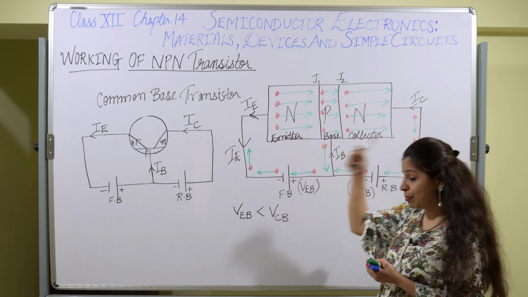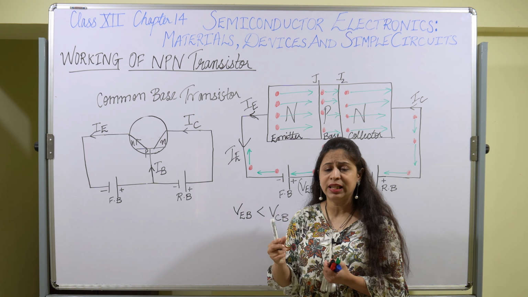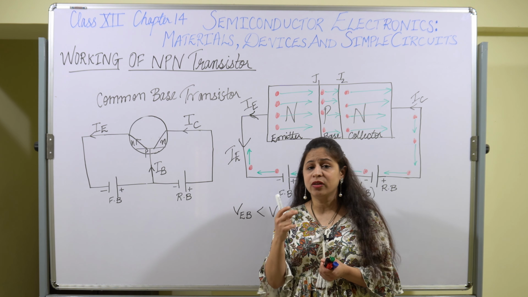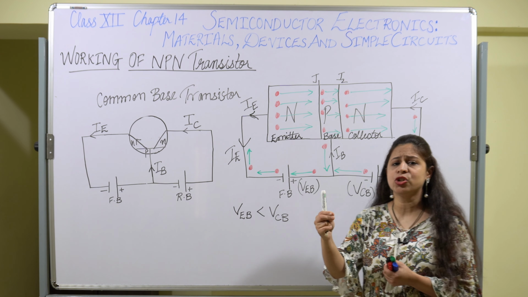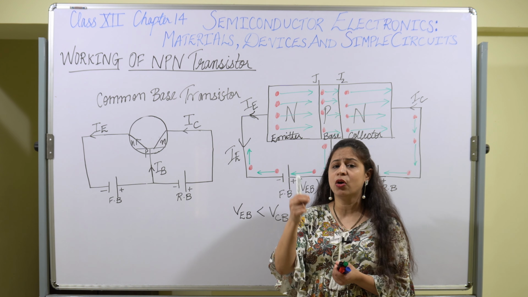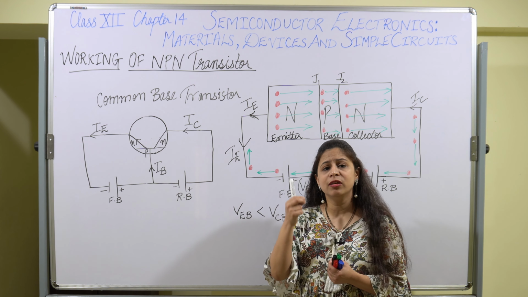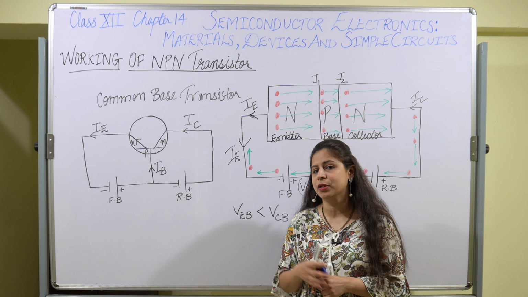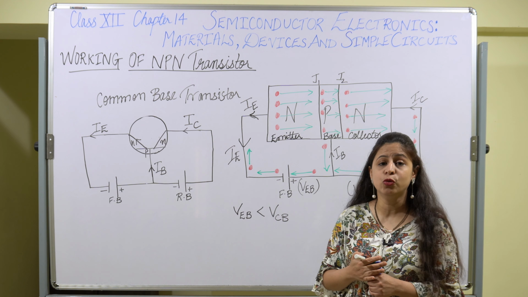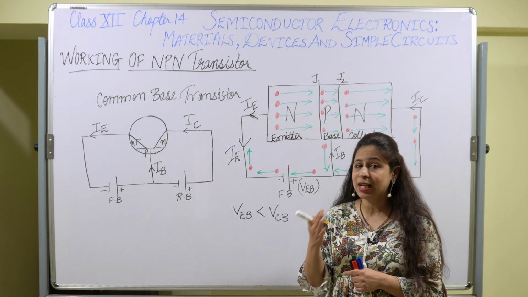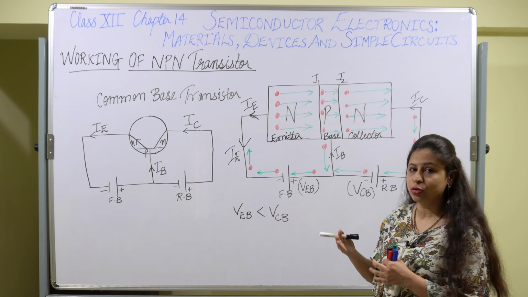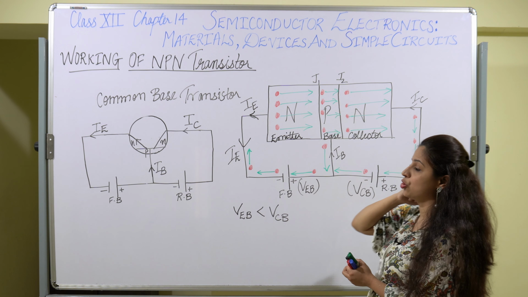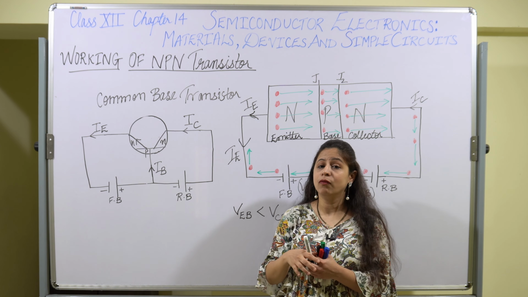But my base is very thin, and it is very lightly doped. So what will happen? Very few electrons will be able to recombine. Only about 2% to 5% of the electrons will recombine and get neutralized, and the rest of the electrons will start moving towards the collector region.